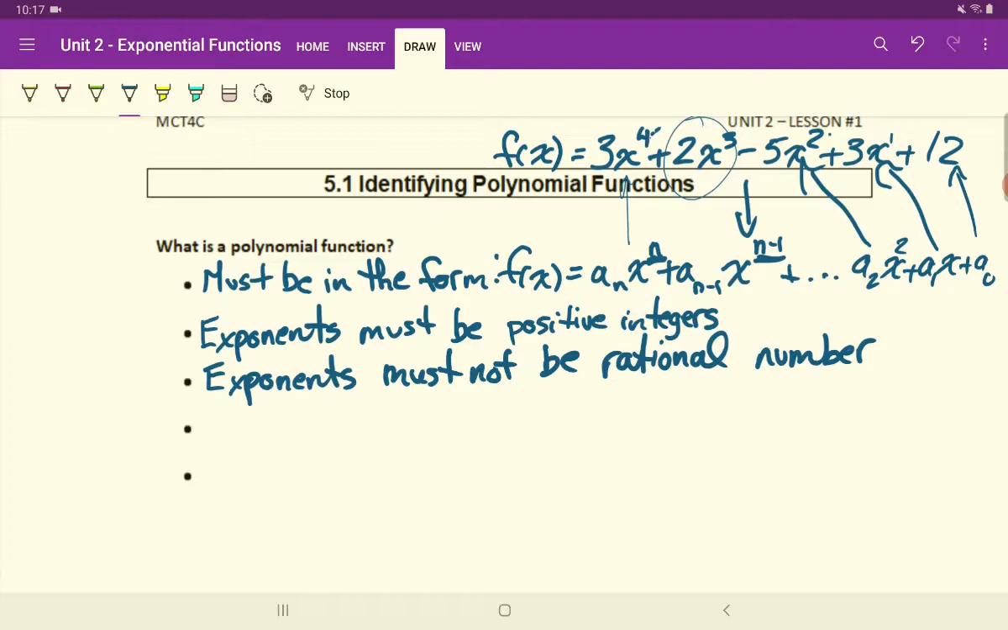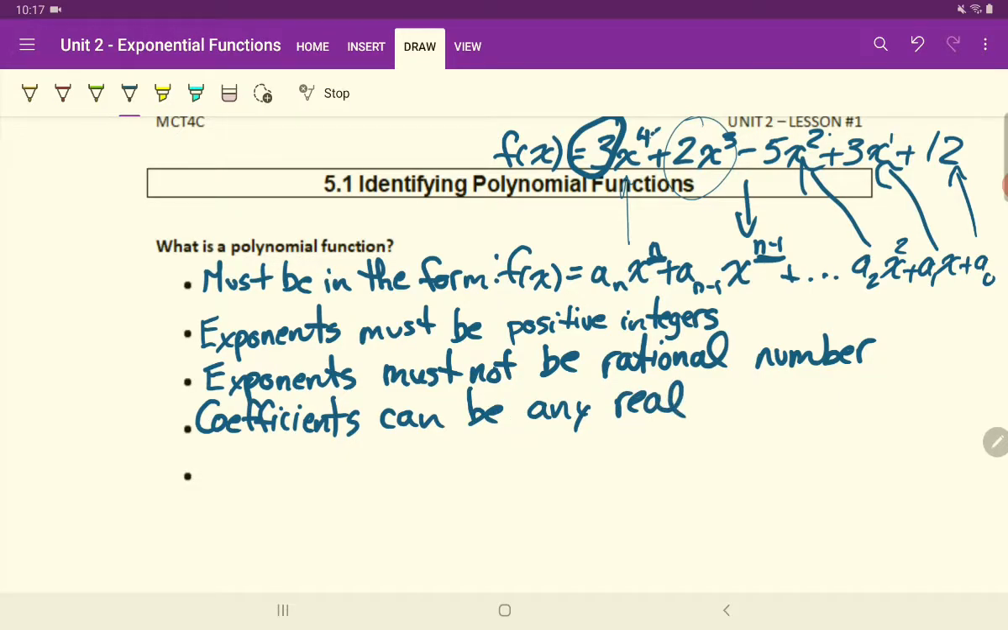Okay, the coefficients can be any real number. So unlike the exponents, the coefficients, the numbers in front of the variables, these ones here, the coefficients can be any real number, meaning those coefficients can be decimals and fractions as well. Okay, they could be negative values. Like I said, decimals, fractions, it doesn't matter. The coefficients can be anything.